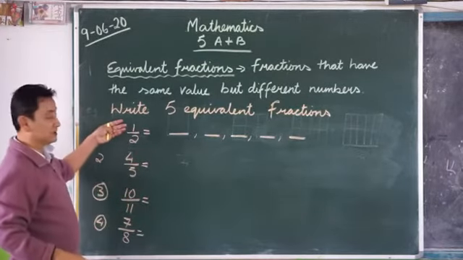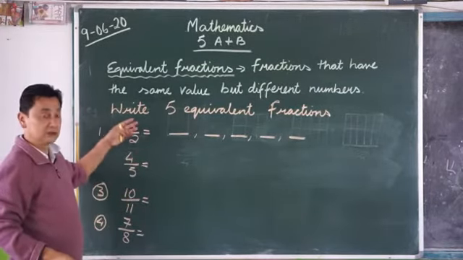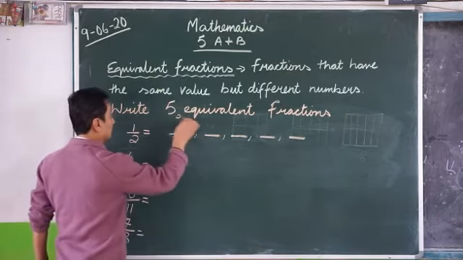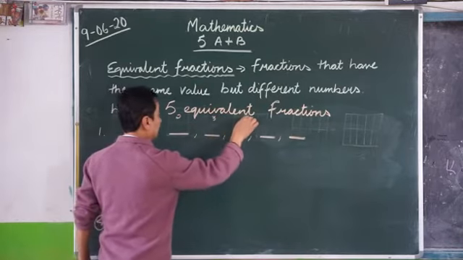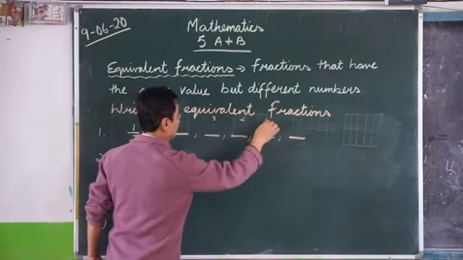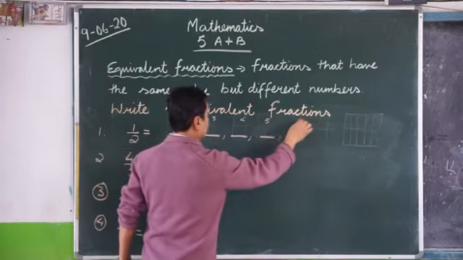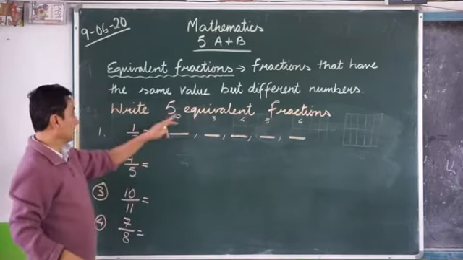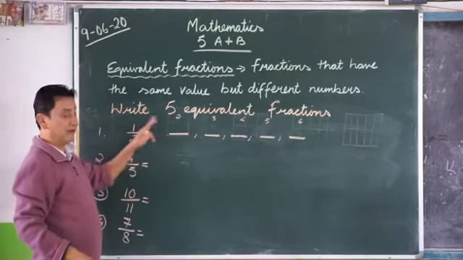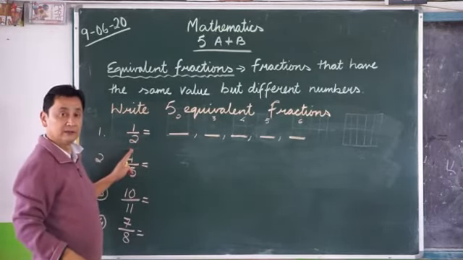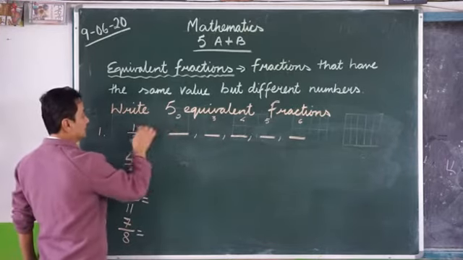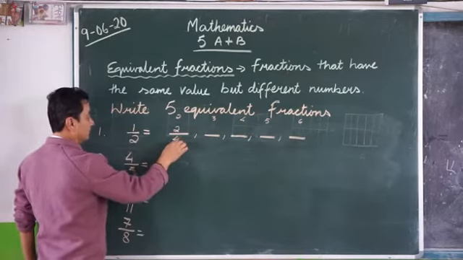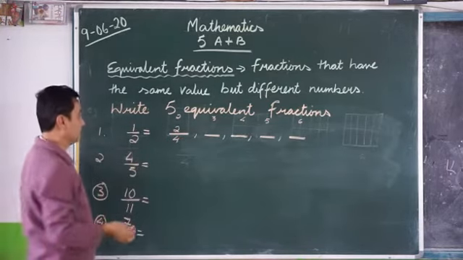Now, we must multiply by 2. 2 multiplied by 2, multiplied by 3, multiplied by 4, multiplied by 5, multiplied by 6. I have written the numbers to make it easier for you. So we have to multiply the numerator and the denominator. Okay? 2 ones are 2, 2 twos are 4. Got it? Let's try another one.